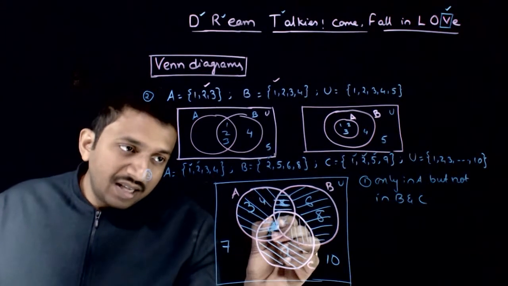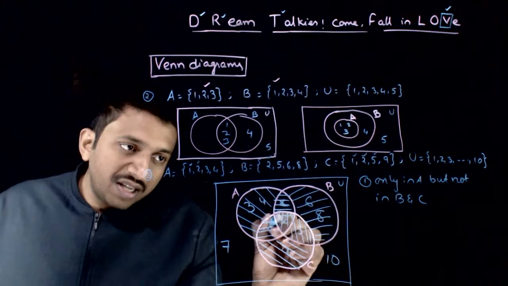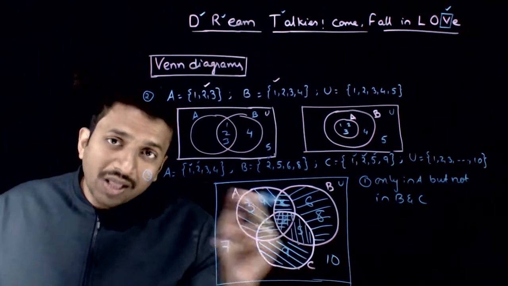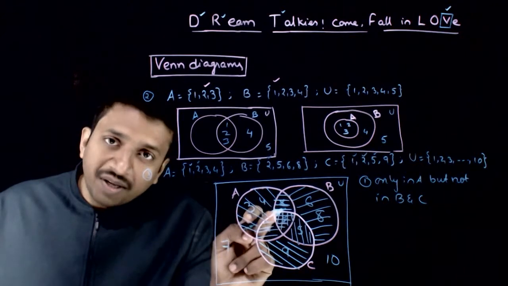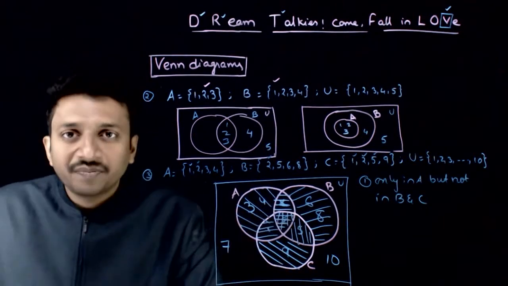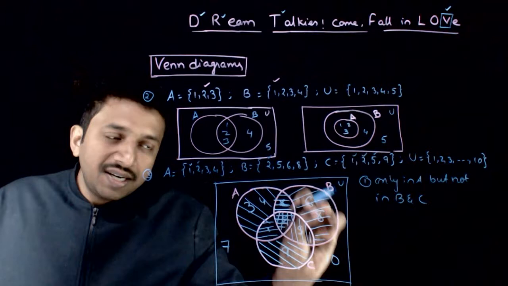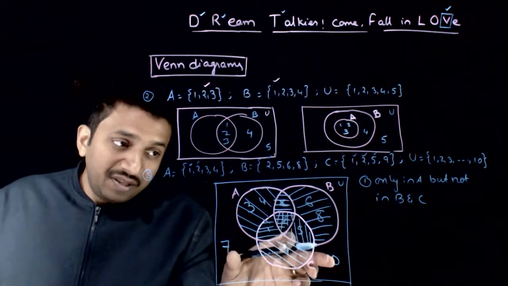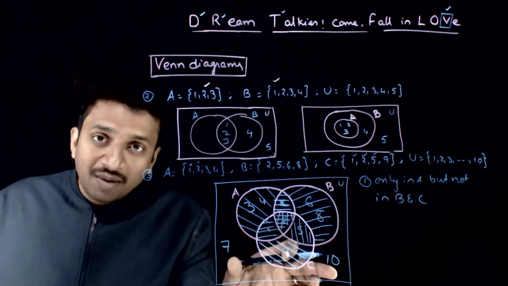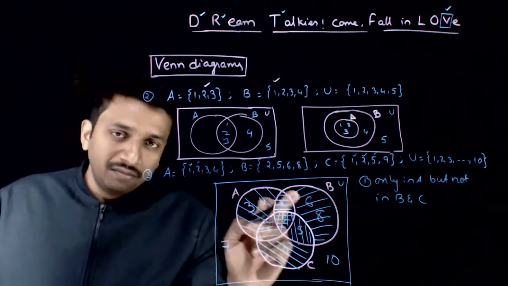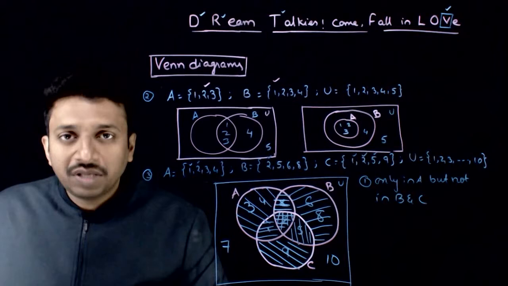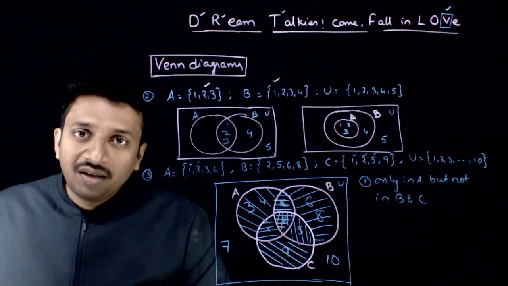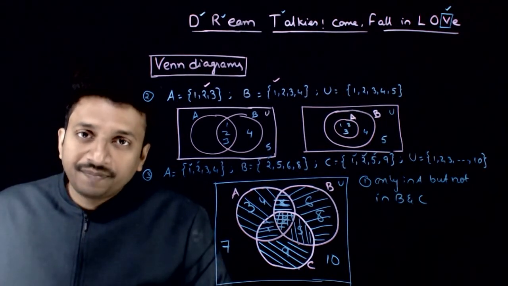Next, this is the area corresponding to all the sets A, B, C. So whatever elements come here, they belong to all the sets. And what are the elements outside this? The outside region corresponds to those elements which are neither present in A, nor present in B, nor present in C. So I hope you have understood this topic. Let's go forward.